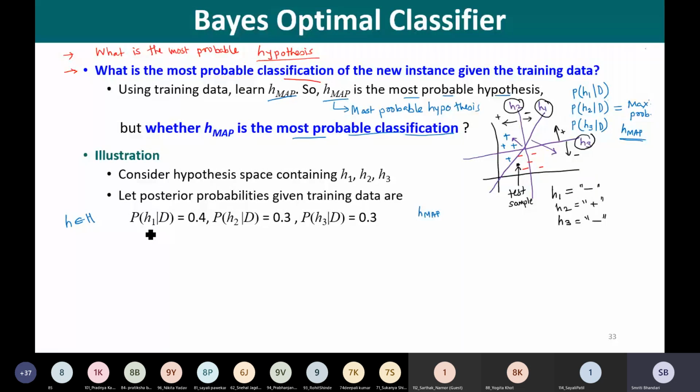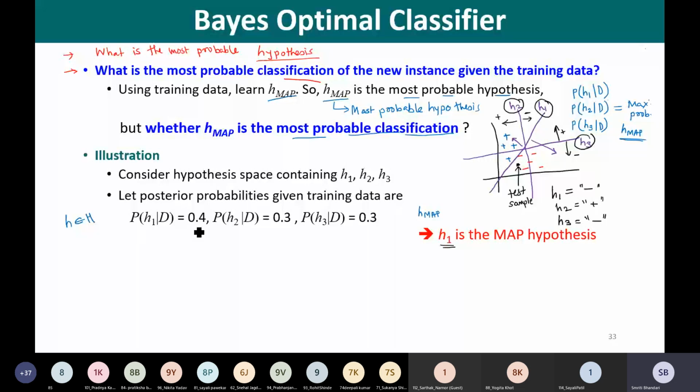Probability of H2 given D is 0.3 and probability of H3 given D is also 0.3. So which is the highest probability? It is the probability of H1 given D. So we will say that this H1 is our MAP hypothesis, that is the maximum a posteriori hypothesis. And we are going to make use of this H1 for classification of the new instances.